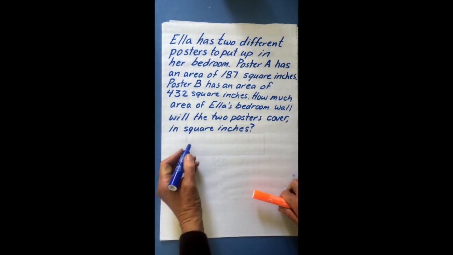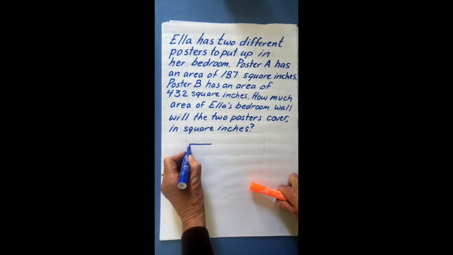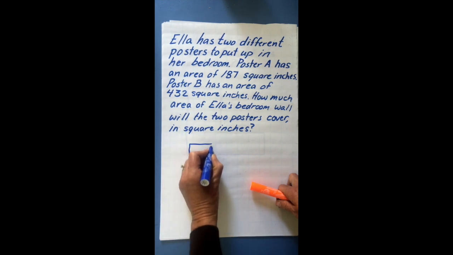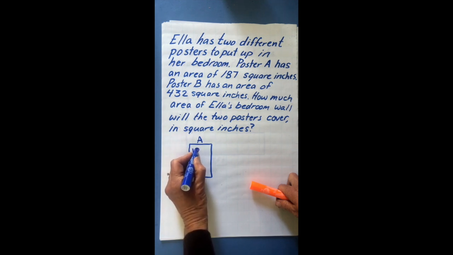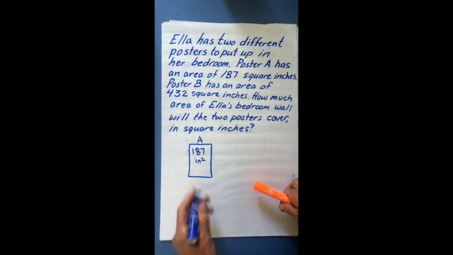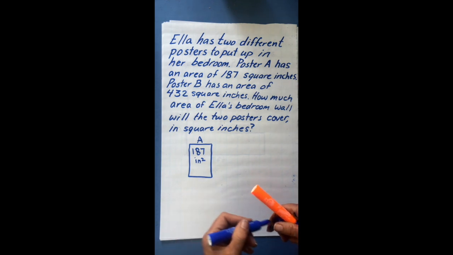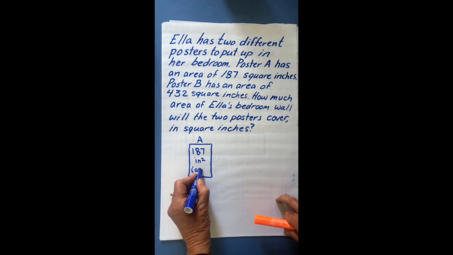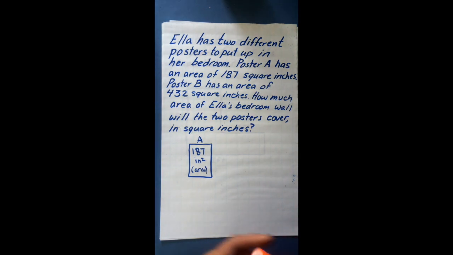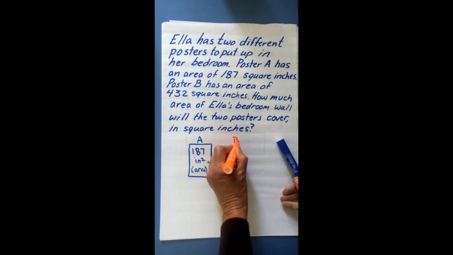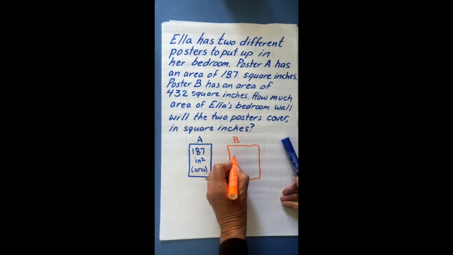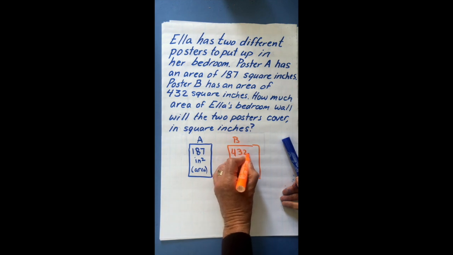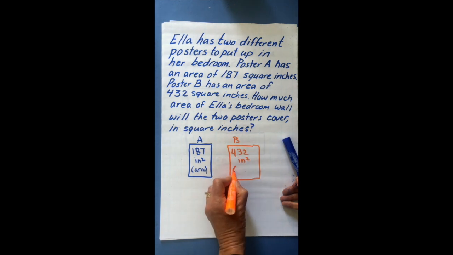So we've got poster A, and I'm just going to visualize this with a picture. So this is poster A, and it's equal to 187 square inches, so inches squared. Okay, so the total inside of that picture is the area, right? Okay, and then poster B, and I'm not drawing these to scale, is bigger, so it's not going to be perfect, but I just know it's bigger. And it's equal to 432 inches squared. And again, that's the area.